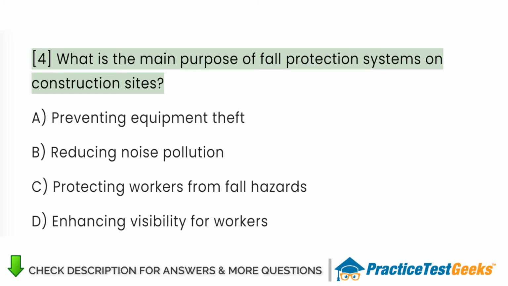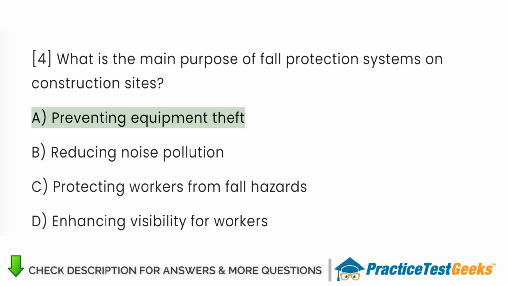What is the main purpose of fall protection systems on construction sites? A. Preventing equipment theft. B. Reducing noise pollution. C. Protecting workers from fall hazards. D. Enhancing visibility for workers.